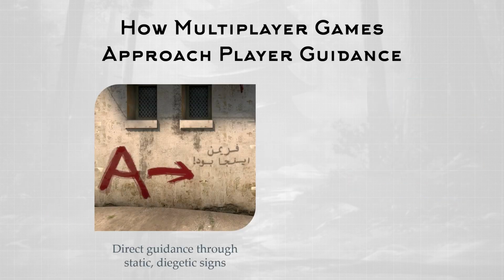Also, a lot of multiplayer games provide direct guidance through diegetic signs. Think about the graffiti in CSGO that shows you where to go if you want to reach A, B, or C. This is direct guidance because we want the player to process this information and then use it for decision making, which, as we've discussed, is very important in multiplayer games.